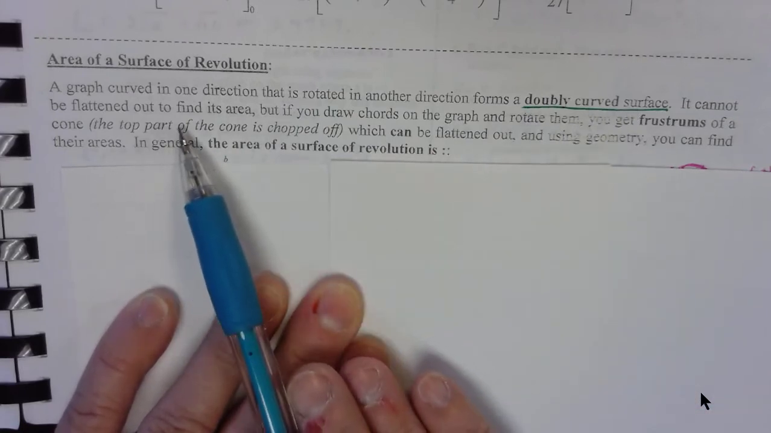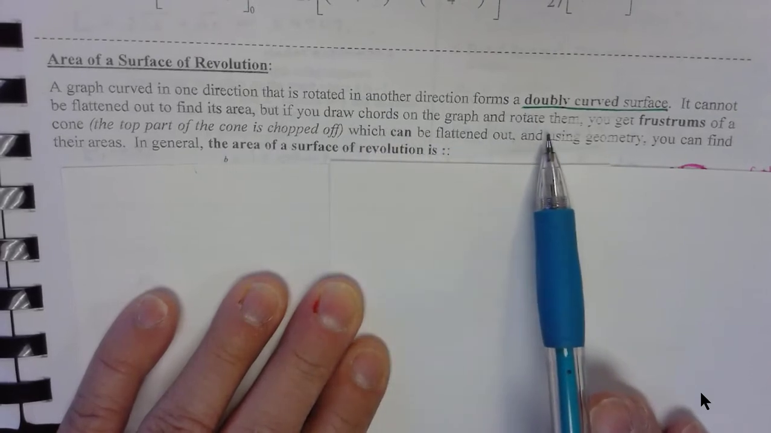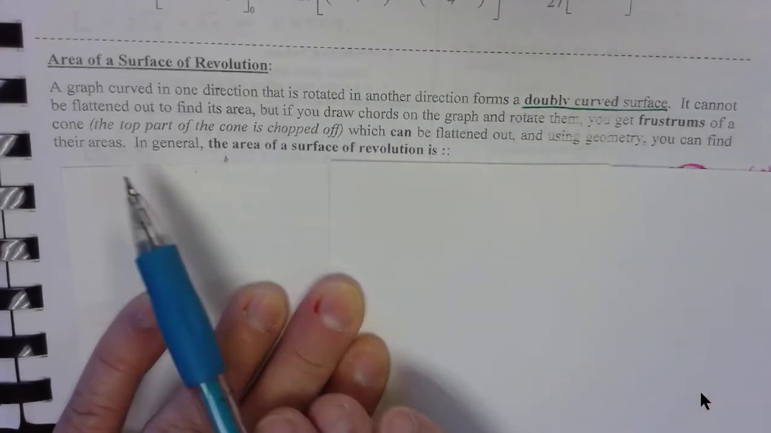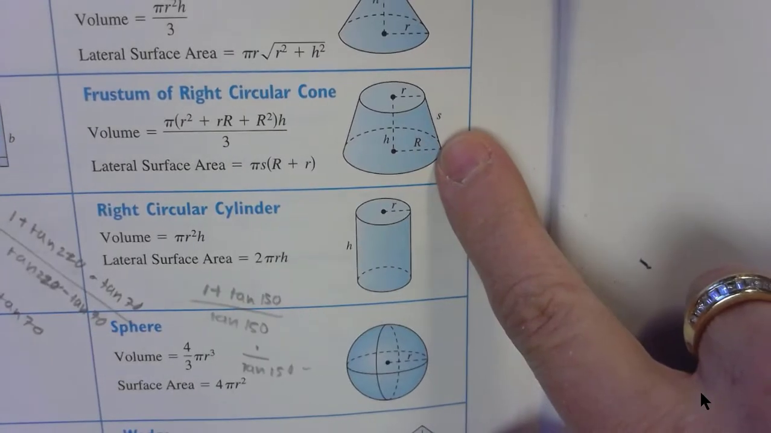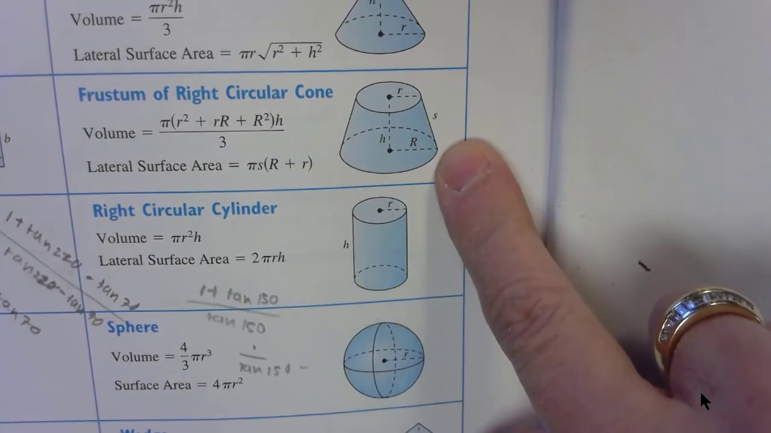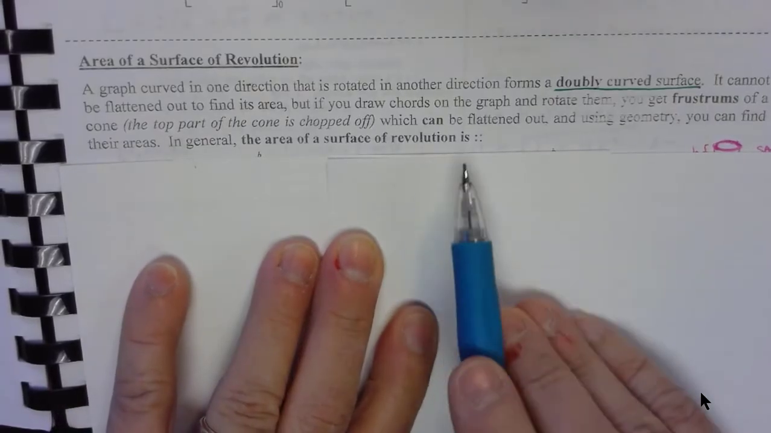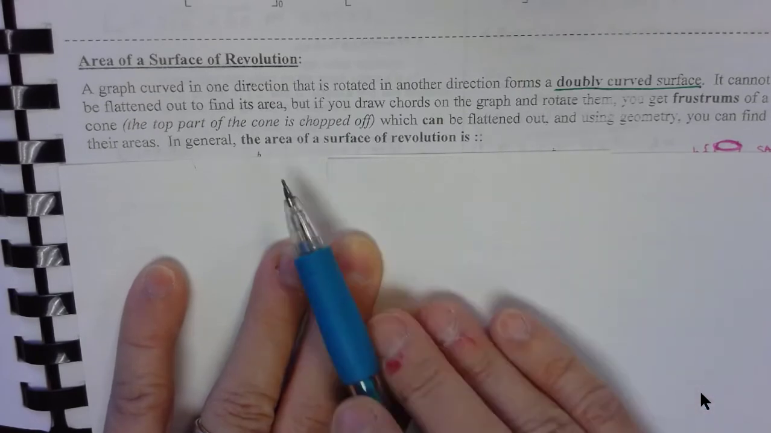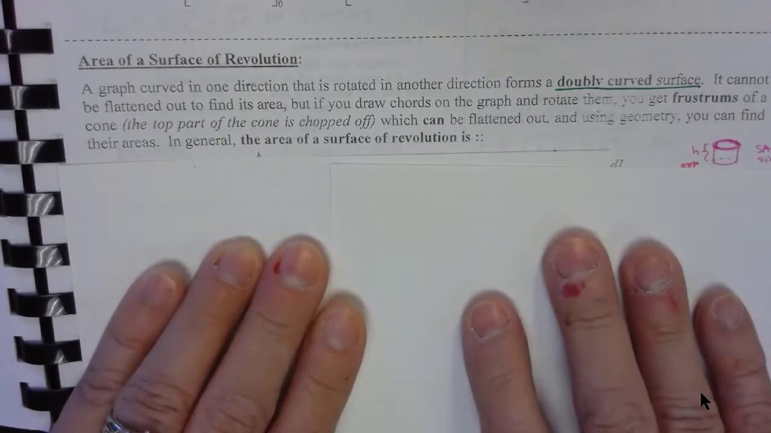It cannot be flattened out to find its area, but if you draw chords on the graph and rotate them, you get frustums of a cone. That means the top part of the cone is chopped off. Here is what a frustum of a right circular cone is. So if we make those chords small enough, we get frustums of a cone, which can be flattened out, and using geometry, you can find their areas.